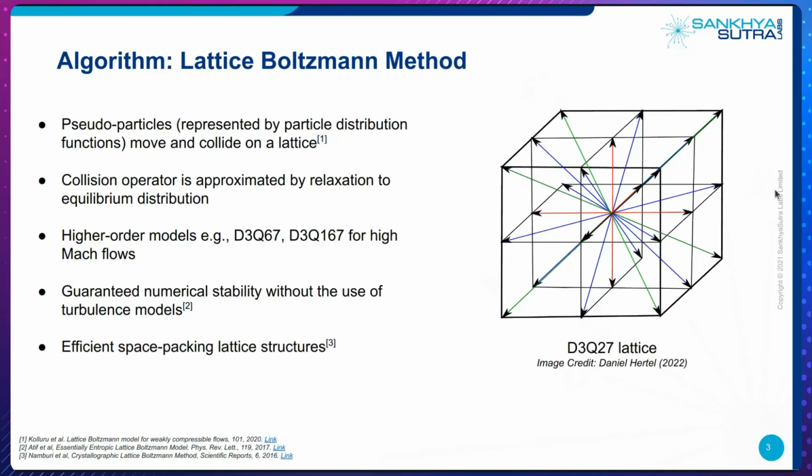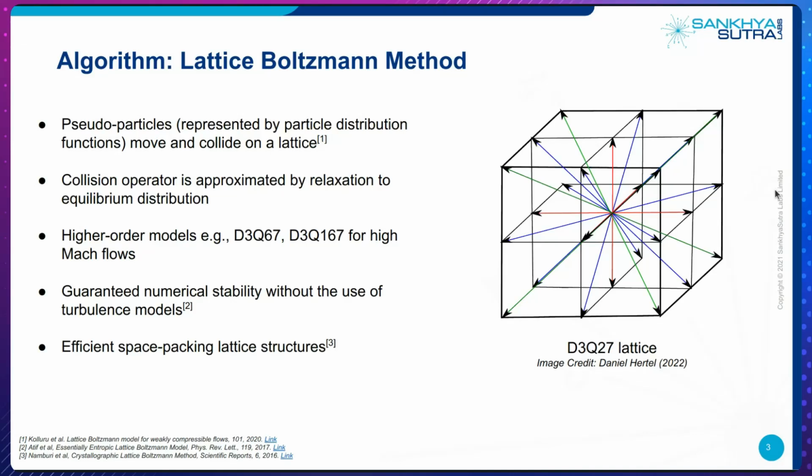So when you use SankhyaSutra Taral, because of the treatments that we do within the solver, you are guaranteed to have numerical stability without the use of turbulence models. So turbulence models are conventionally what are used when you solve the Navier-Stokes equations, or the discrete versions of the Navier-Stokes equation, because you have closure problems. And since we use a cubic structure for our lattice, we also get efficient space packing.